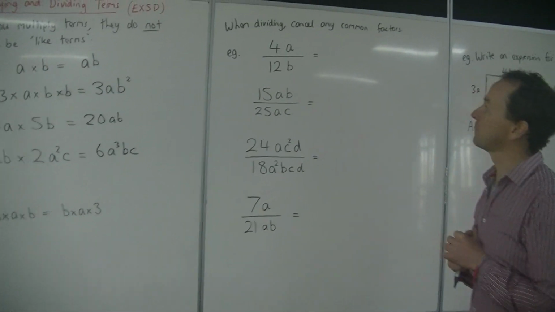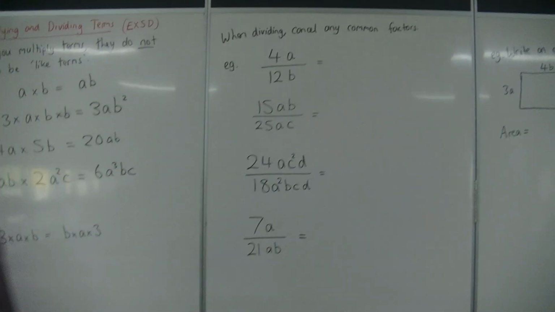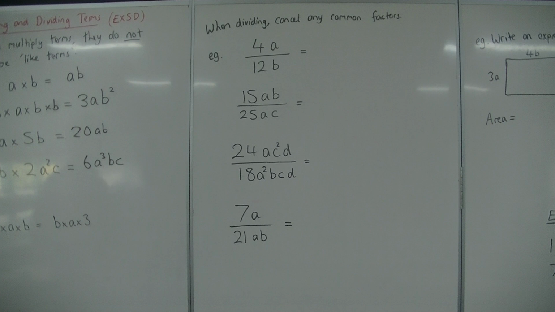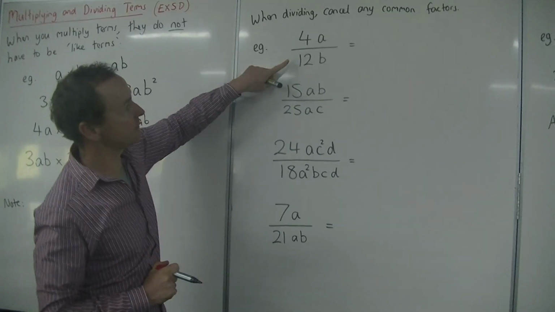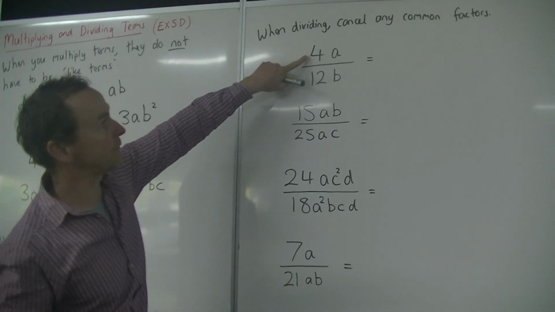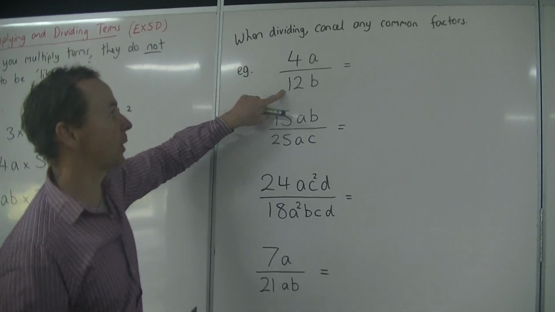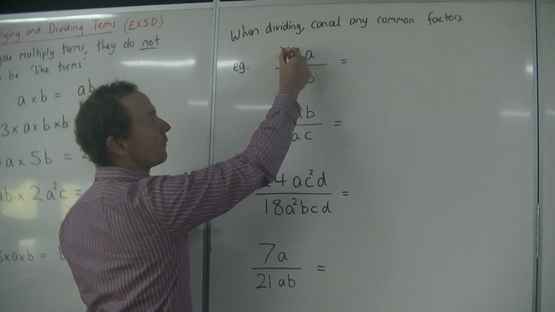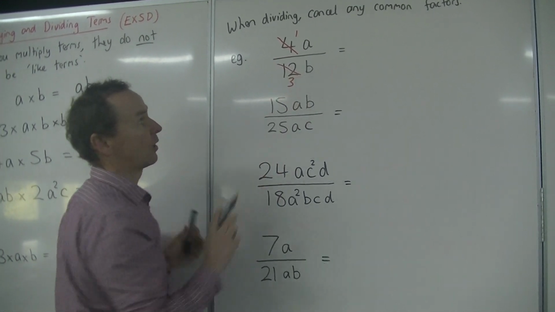Good job, everyone. Now we're doing dividing. So when you're dividing, you can cancel. Just like we've done in Year 7, you look for a common factor. So something on the top is the same on the bottom. So 4 is a factor of 4 and 4 is a factor of 12. So really what we're doing is dividing both these numbers by 4. So 4 goes into 4 once and 4 goes into 12 3 times.